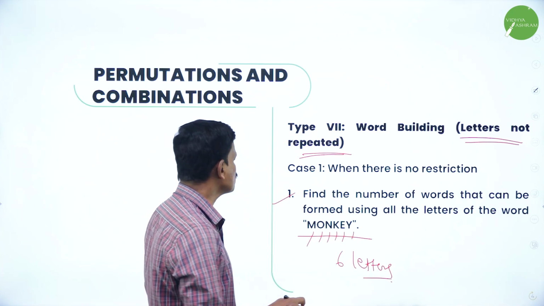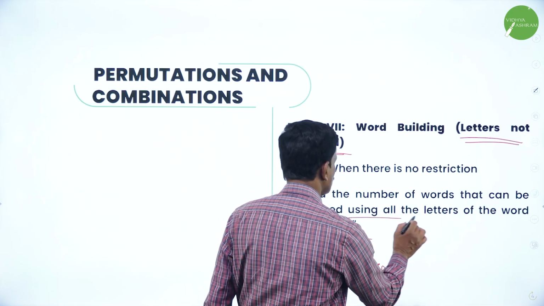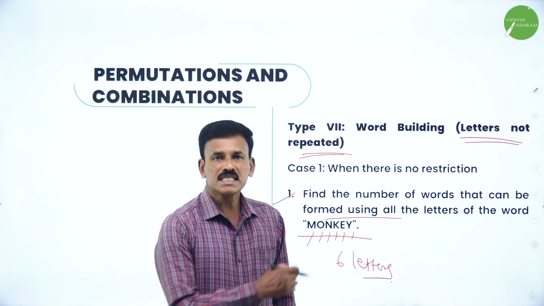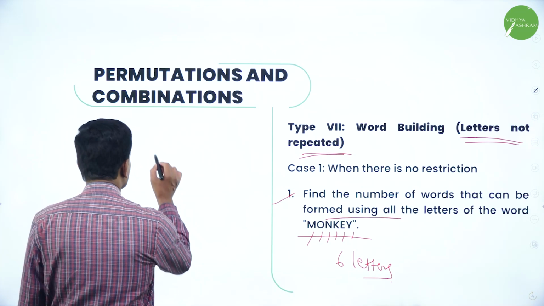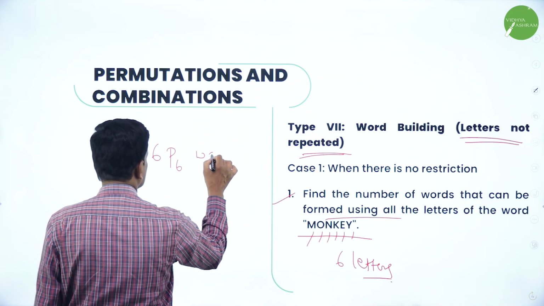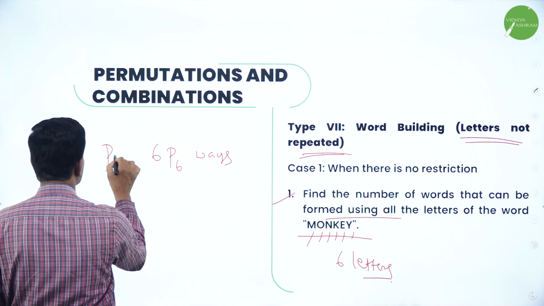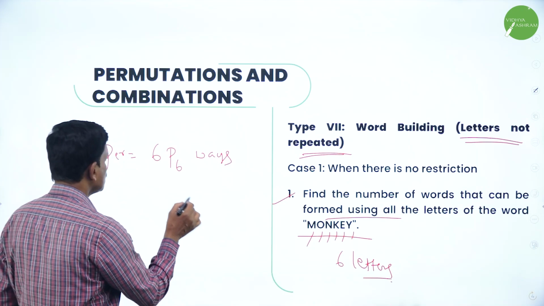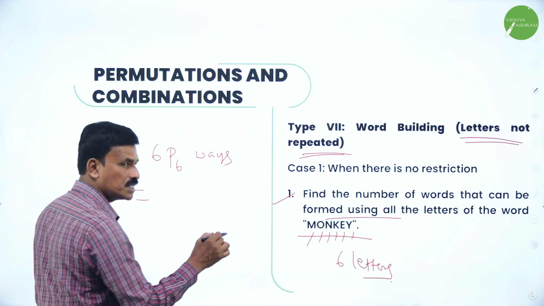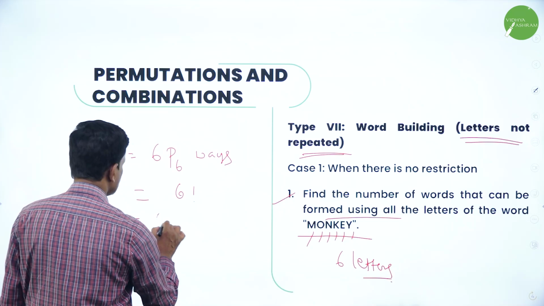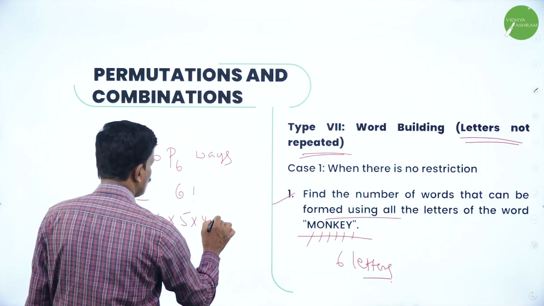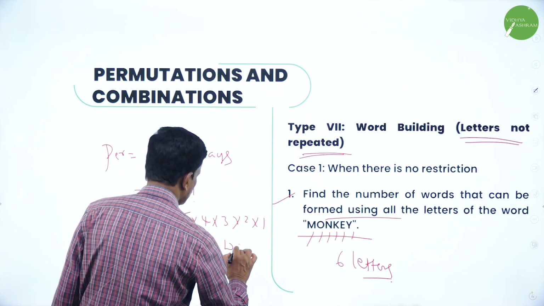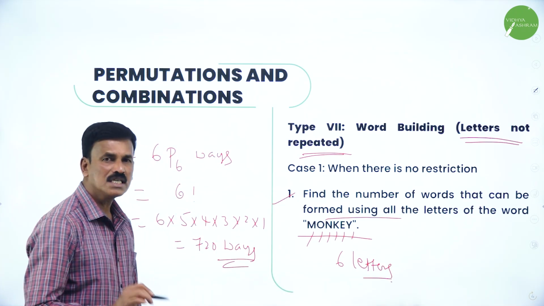Using this, we have to find the number of words that can be formed using all the 6 letters of the word monkey, right? Since here 6 letters are there, all the 6 letters can be arranged in 6P6 ways. So therefore the required permutation is 6P6, that is nothing but 6 factorial. 6 factorial means 6 into 5 into 4 into 3 into 2 into 1. That is nothing but 720 ways. So the required permutation is 720 ways.